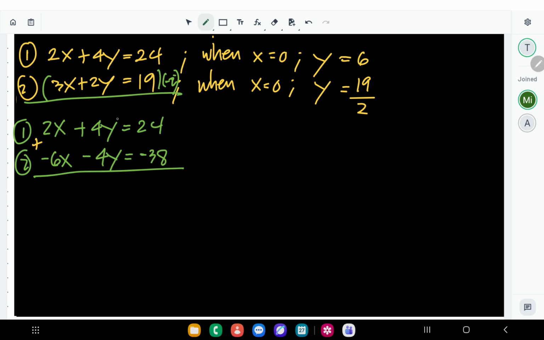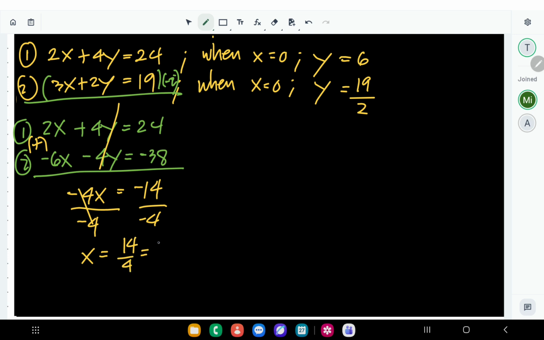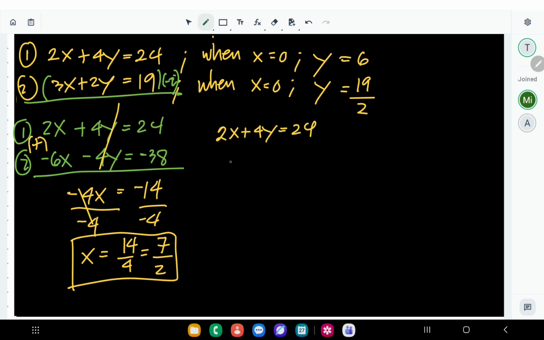And then we add the two equations. So this cancels out. So 2 plus negative 6 is negative 4x. 24 plus negative 38. So that is negative 14. Right? And divide by negative 4. So x is equal to 14 over 4 or 7 over 2. So that is x. And then y, we can plug in x to any of the two equations. So let's say we use the first equation. So this is 2 times 7 over 2 plus 4y equals 24. This cancels out. So we have 7 plus 4y equals 24.